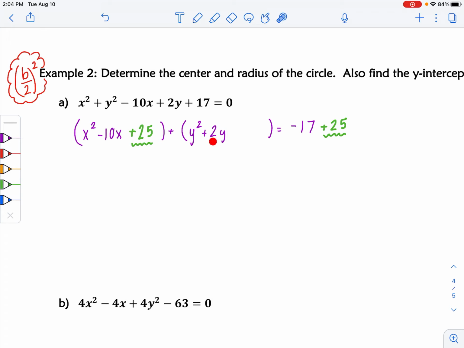The same thing for y. The b value is 2. 2 divided by 2 is 1. 1 squared is 1. If you add it to one side, please add it to the other.